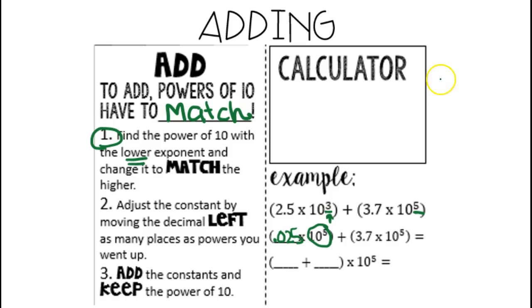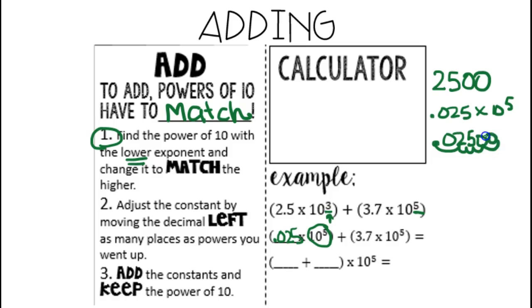So over here on the side, let me just show you that. 2.5 times 10 to the 3rd power is 2,500. Move that decimal place 3 places to the right. Now, 0.025 times 10 to the 5th power, I'm going to move that decimal place 5 places. So 1, 2, 3, 4, 5, which is 2,500. So you can see that they match.